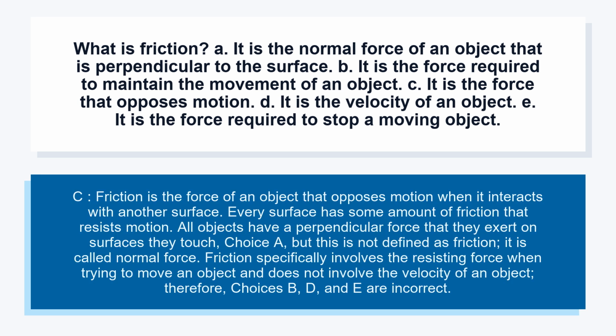C. Friction is the force of an object that opposes motion when it interacts with another surface. Every surface has some amount of friction that resists motion. All objects have a perpendicular force that they exert on surfaces they touch, choice A, but this is not defined as friction, it is called normal force. Friction specifically involves the resisting force when trying to move an object and does not involve the velocity of an object, therefore, choices B, D, and E are incorrect.